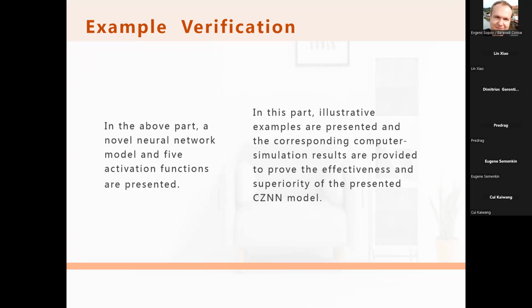In the above parts, the neural network model and 5 activation functions are presented. To further demonstrate the validity and superiority of this model, some illustrative examples are presented, and the corresponding computer simulation results are provided to prove the effectiveness and the superiority of the proposed neural network model.